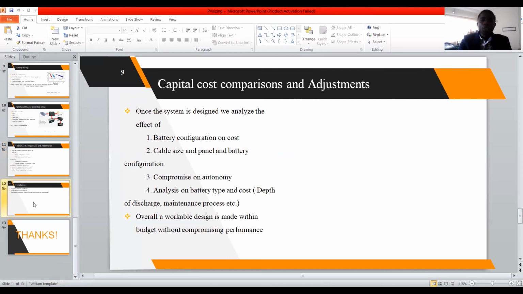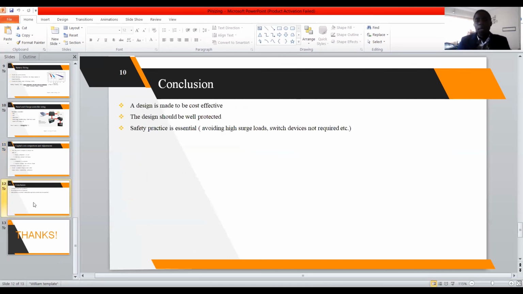So, in conclusion, that's what you do. Make sure the design is cost-effective. Then the design should be well protected. You don't want to burn someone's house. Then safe practice has to be done all the time. You need to avoid high surge loads if possible, and whatever appliance is not in use has to be switched off to save energy.